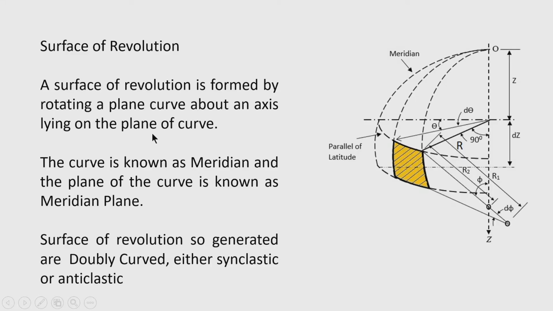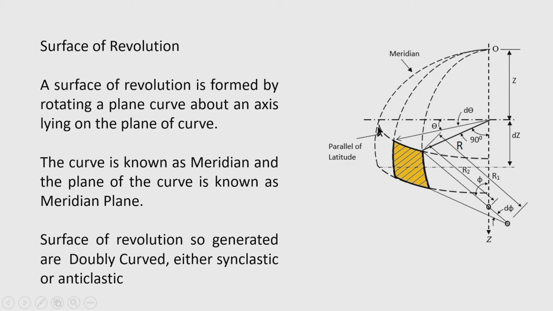Now, as I have told, this surface of revolution is formed by rotating a plane curve about an axis lying in the plane of the curve. For example, this is one plane curve, and it is rotated about the axis of rotation, that is the vertical axis you are seeing, the z axis. Then a surface is formed, and this surface is known as a shell of surface of revolution.